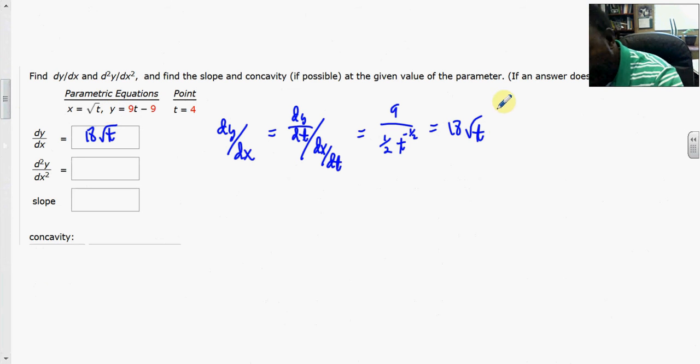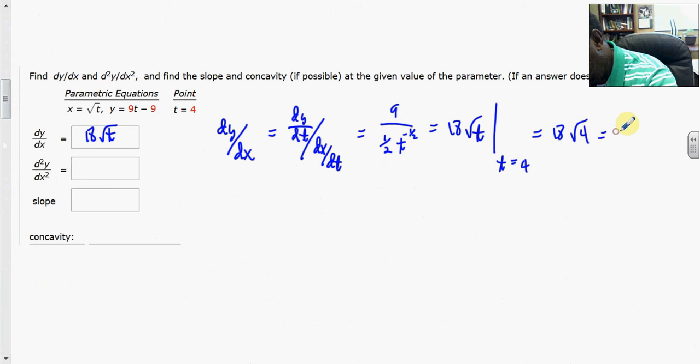It asks for the slope if we evaluate t at 4. So we get 18 times the square root of 4. So here we get 36, and that's the slope.